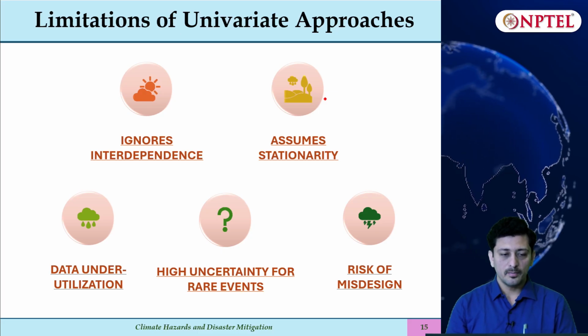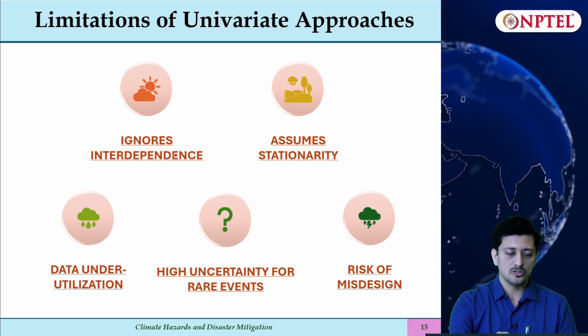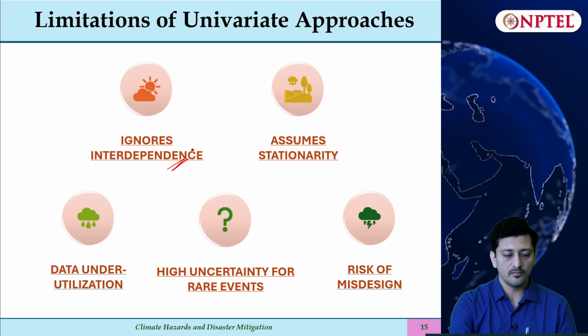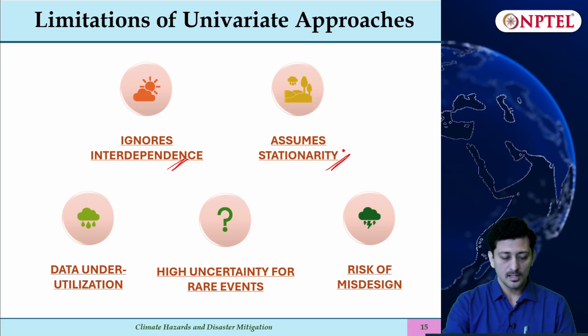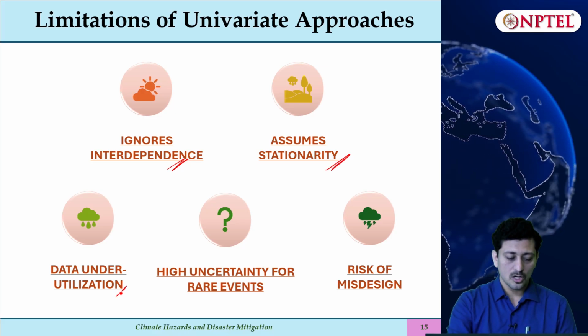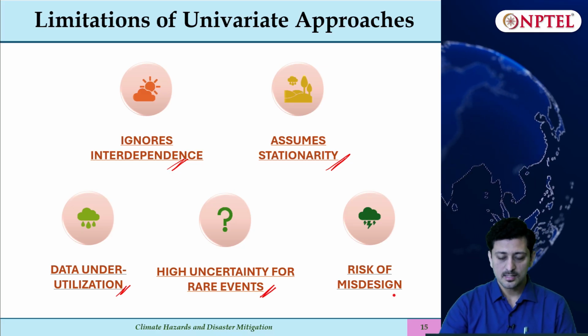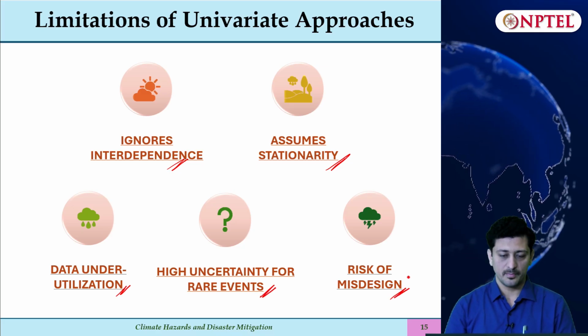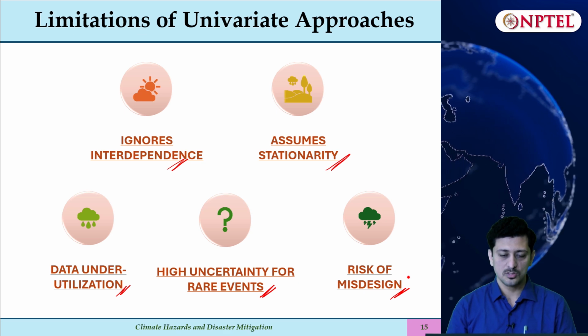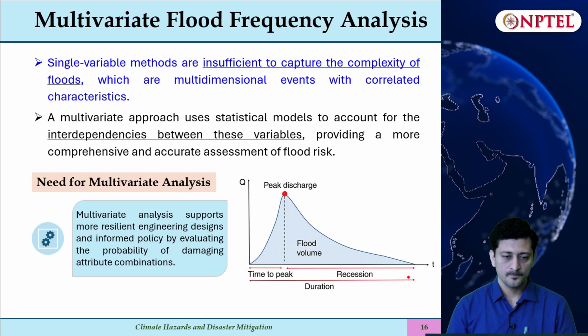Now coming to the limitations of the univariate approach. The univariate approach does not consider dependence between the variables. It assumes stationarity. It does not fully utilize the data, and there is high uncertainty for rare events, which can lead to risk of misdesign. That is why univariate approaches are not usually preferred.